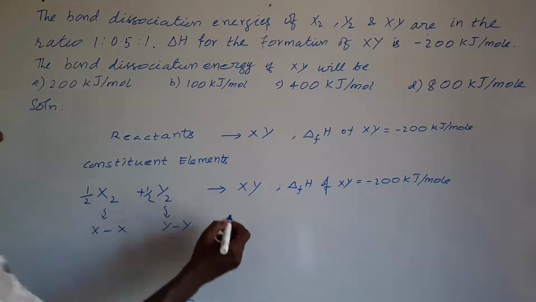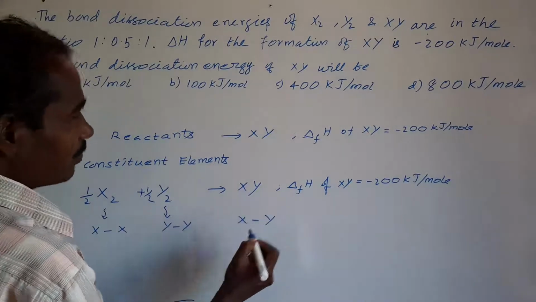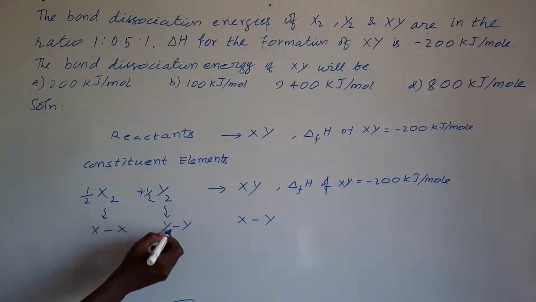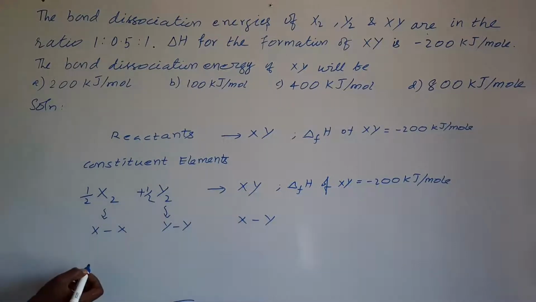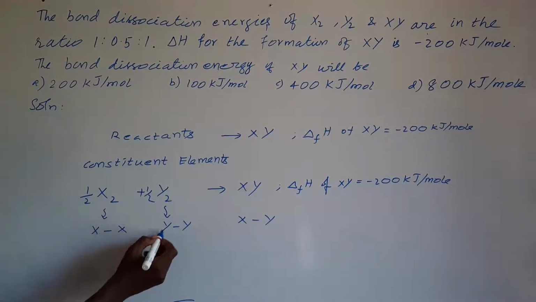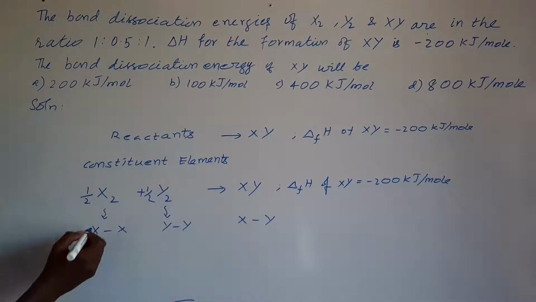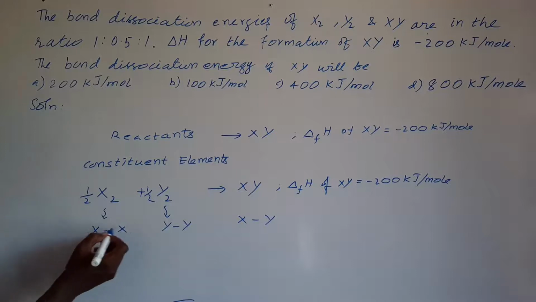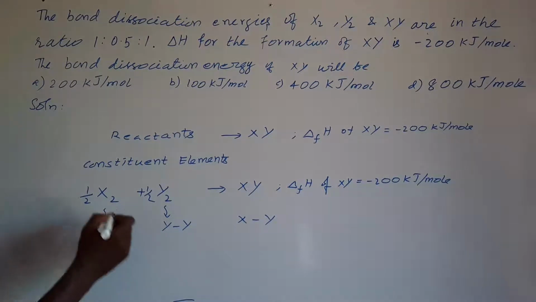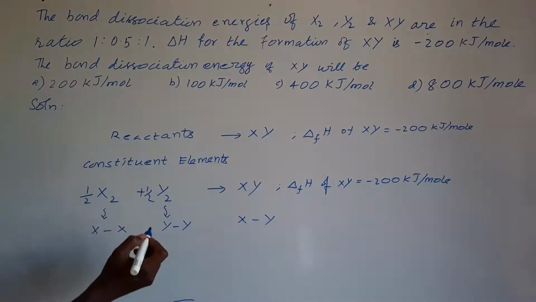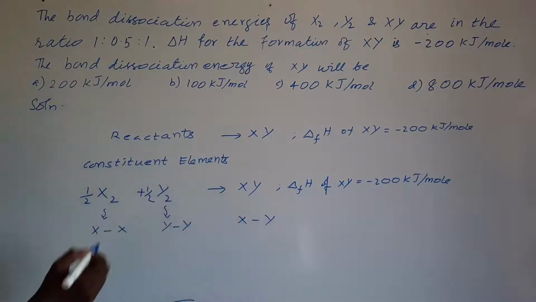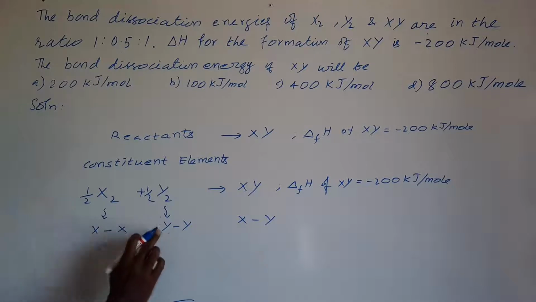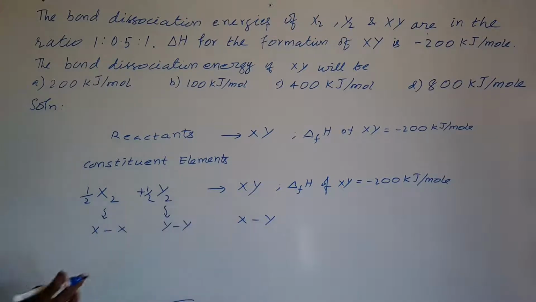Now XY we will write as X single bond Y. This is X2 reacting with Y2 to give XY. That means a bond between X and Y is produced. For a bond between X and Y to be produced, what should happen to the X-X bond, such that X and Y make a bond? So this X and this Y make a bond here, forming XY.